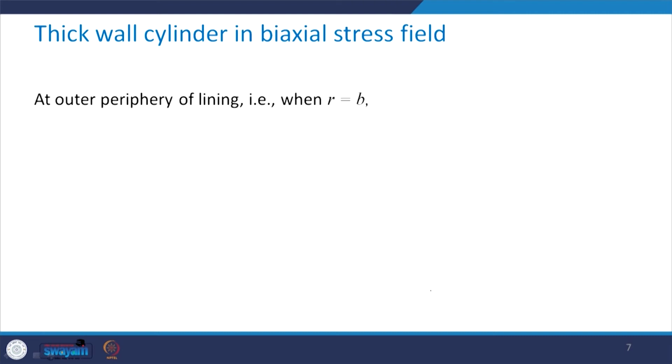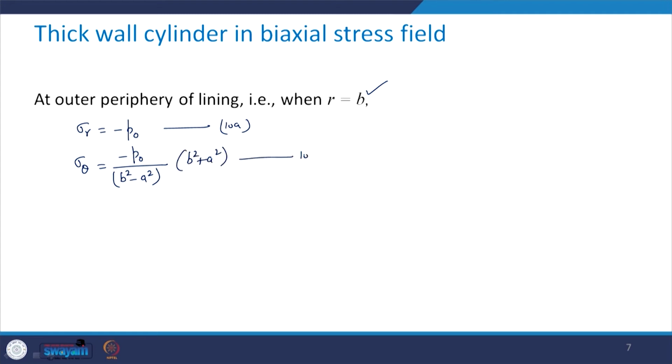Now, what will happen at the outer periphery of the lining? Which means that when r becomes equal to b, this sigma r is going to be equal to minus P naught, that's 10a, and sigma theta will become minus P naught divided by (b square minus a square) into (b square plus a square). This is 10b.